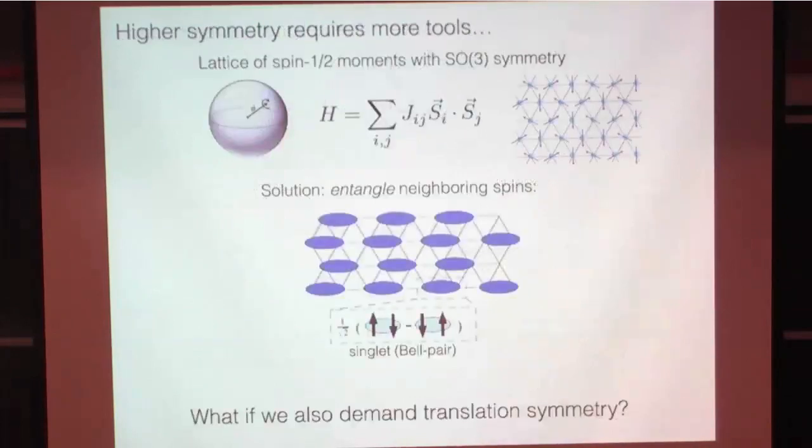Okay, so how might we try and force the system to be long-range entangled? Returning back to the spin system, so far by entangling nearest neighbors, I recovered SO3 symmetry, but I've clearly broken translation symmetry. So a natural question is to ask, well, what happens if I demand further that the system is translation invariant?